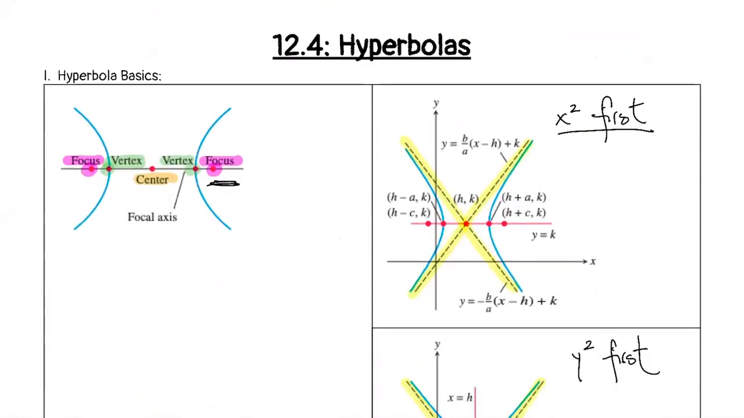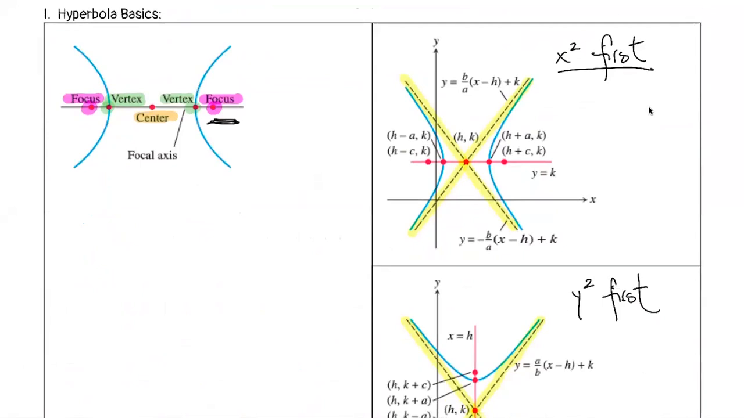So yesterday, after dealing with ellipses for the first half of class, we talked about hyperbolas for the second half. And we talked about how just like an ellipse, it has two vertices and a center and two foci. But unlike an ellipse, the foci are actually further away from the center than the vertices are.